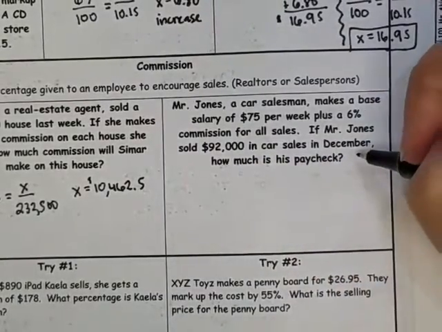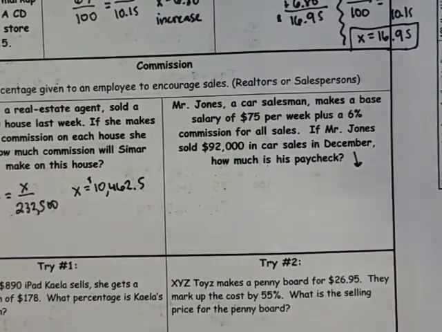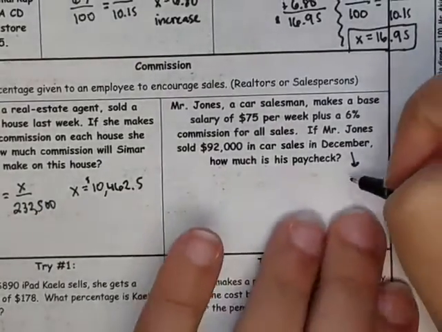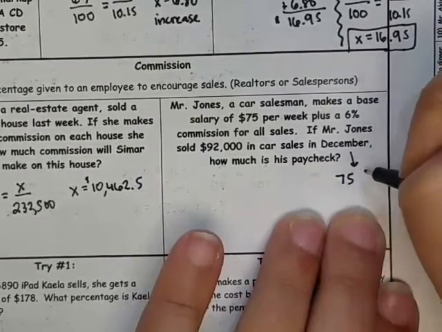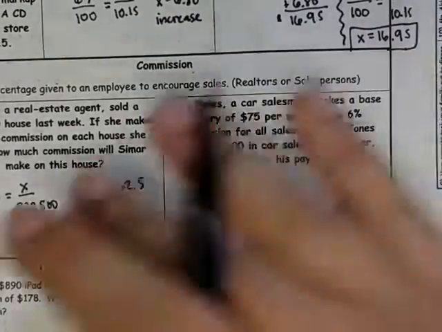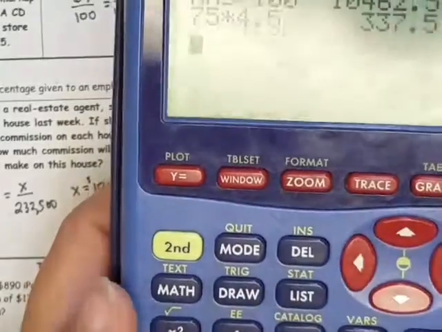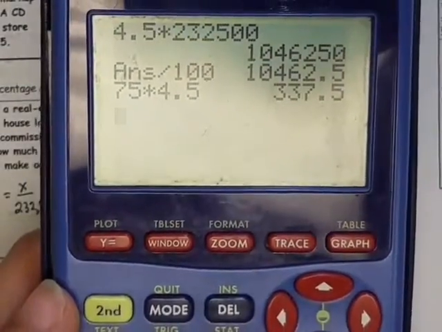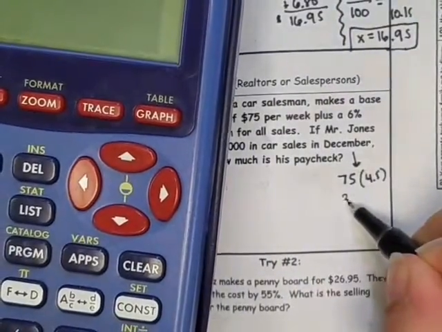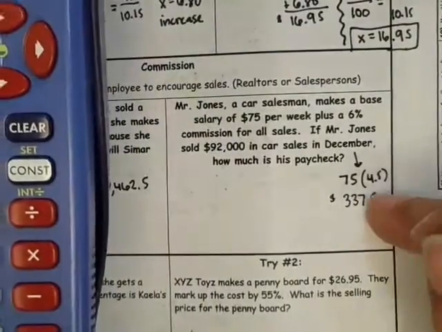Well, first of all, how many weeks are in December? Typically in a month you have 4.5 weeks, because 28 days, December has 31, so it's about 4.5 weeks. So let's take $75 and multiply it by 4.5 just to get what his base salary is. So 75 times 4.5. So he gets $337.50. Okay, so that's his base salary.